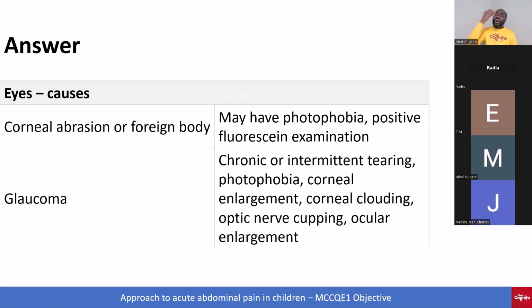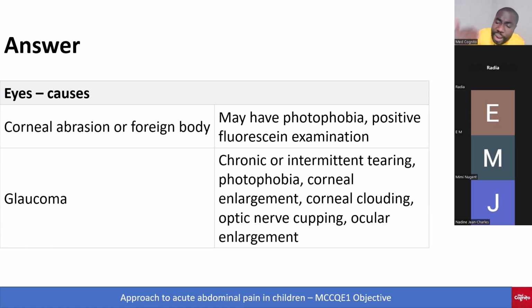Now let's go to ophthalmological causes, eye causes. It could be corneal abrasion. Some of these kids have long fingernails and they might have scratched their eye. It could be foreign body. And with foreign body, you can do a positive fluorescein exam and then notice.